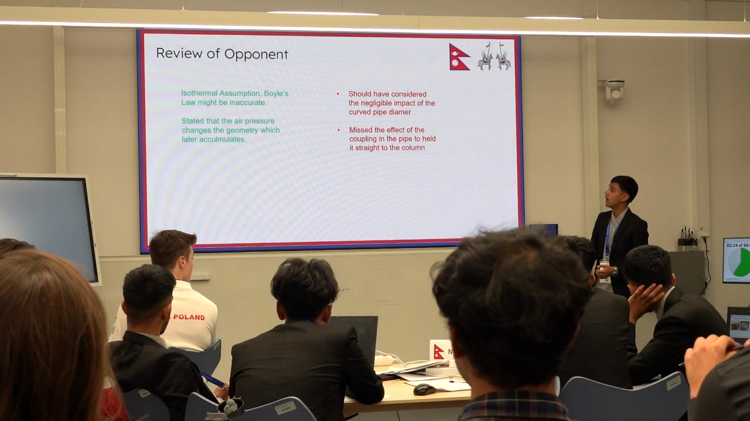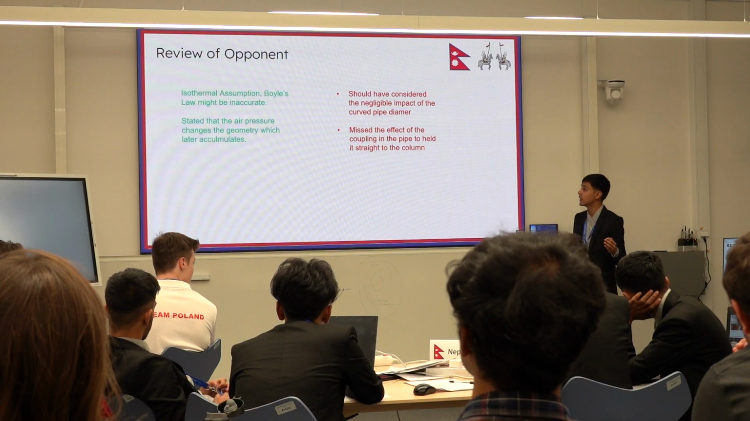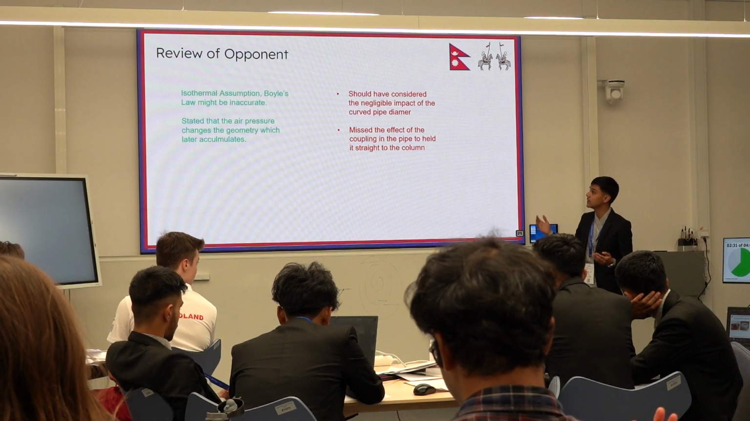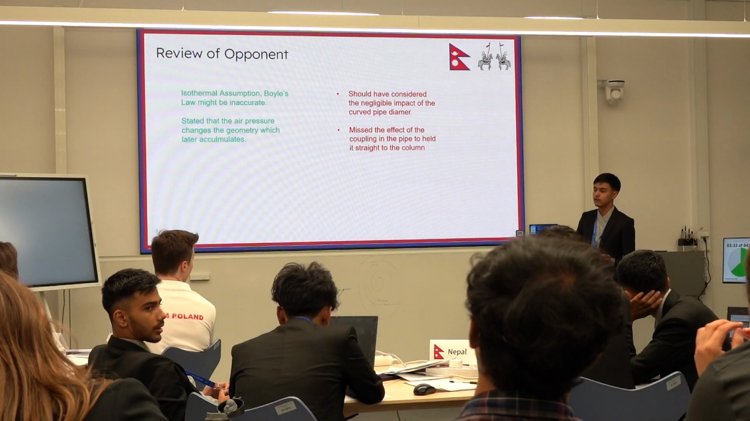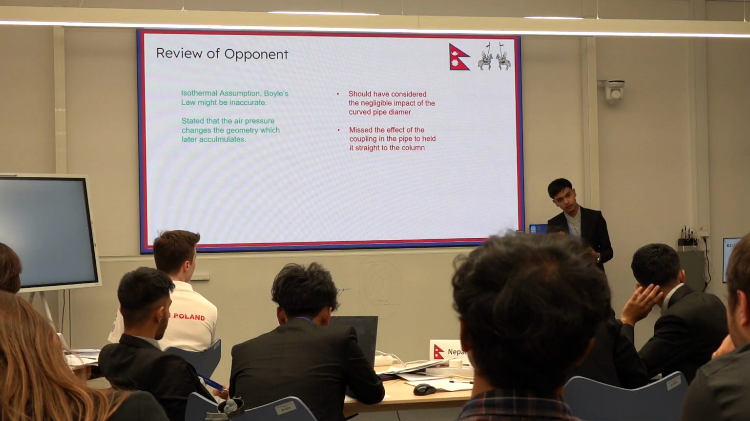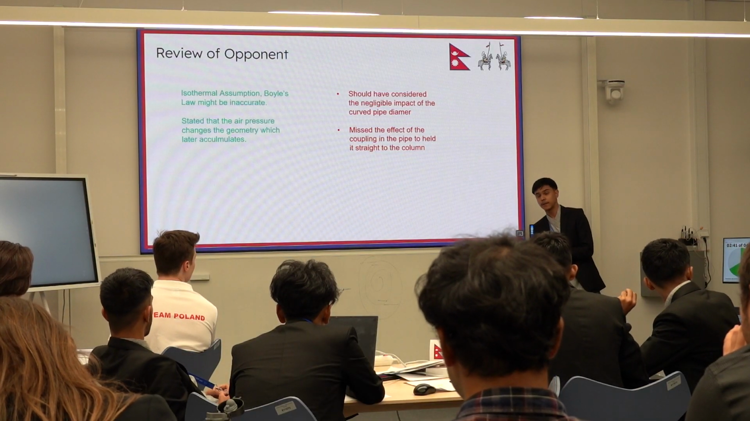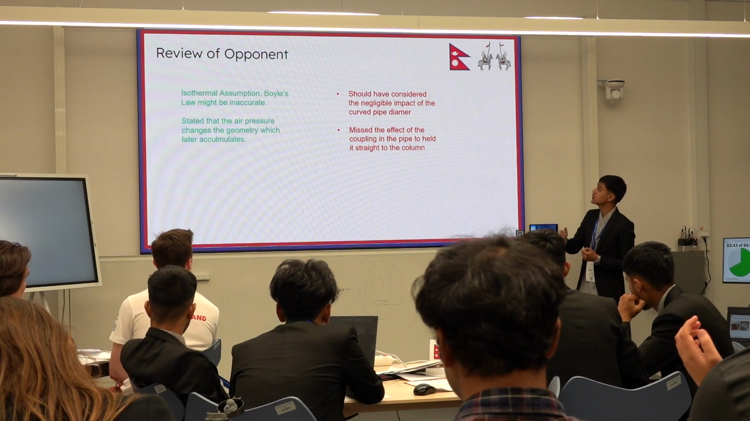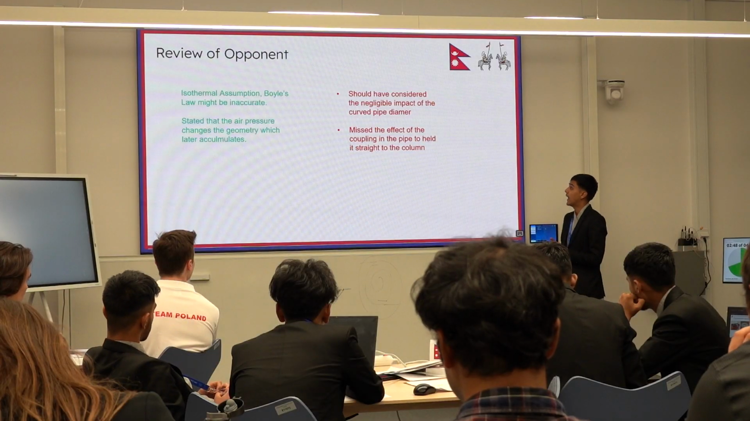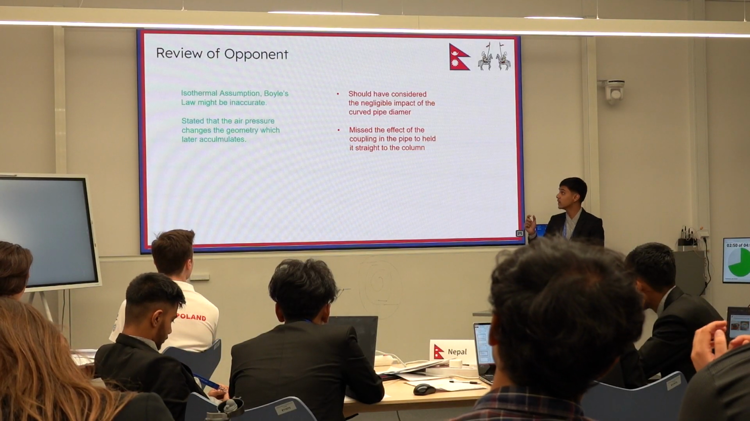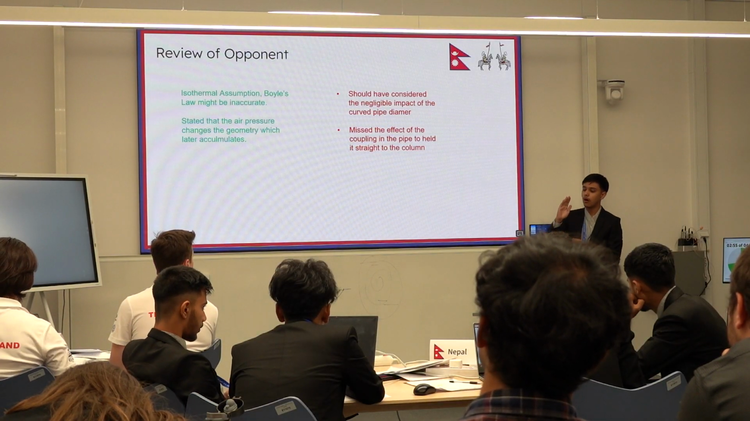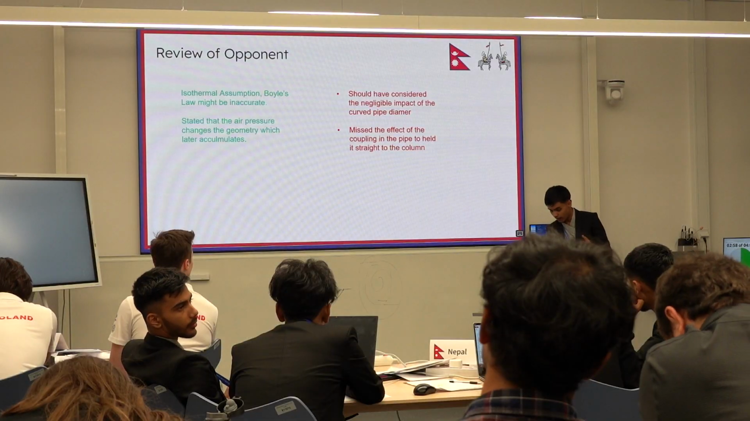For the opponent part, they rightly mentioned that the isothermal assumption and Boyle's law, that is PV is constant, might be inaccurate in their report. They also stated that the air pressure changes the geometry, which later accumulates and distorts the experiment. And they should have also considered the negligible impact of the curved pipe diameter, as we discussed earlier. They also missed the effect of coupling in the pipe to hold it straight in the column, although they agreed with it later, after I mentioned it.